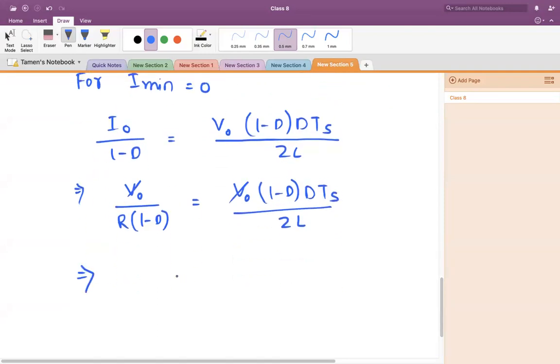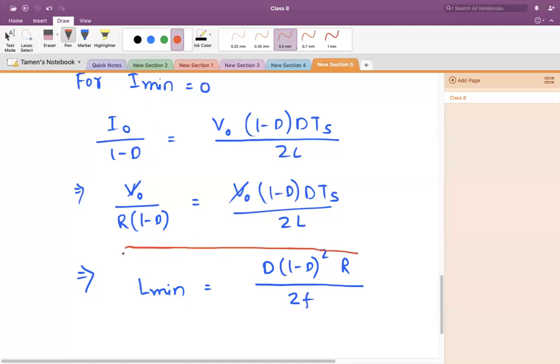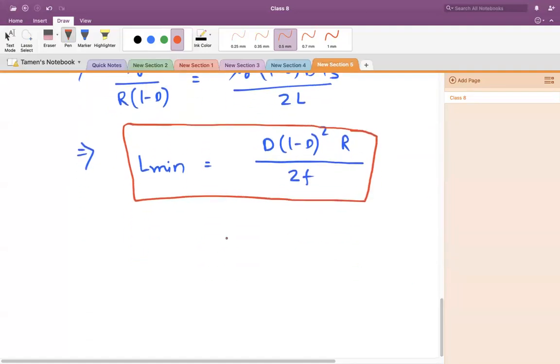Now we'll get the value of L minimum to be D into 1 minus D whole square into R upon 2 of Fs. This is the minimum inductance value.